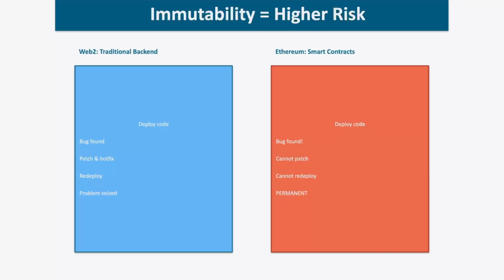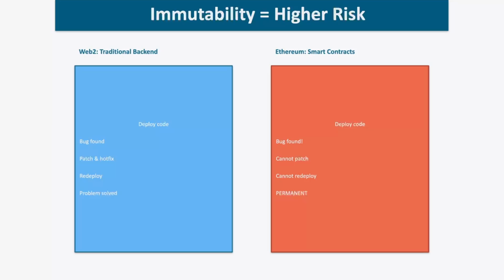I want to start by showing you why security in smart contracts is different from other kinds of programming. In traditional software, your web app, your backend, and your database, you deploy code, a bug is discovered, you panic a little, then you fix the code and you redeploy. Downtime? Maybe an hour. Are users annoyed? Probably. But the problem is solved and you can patch production.